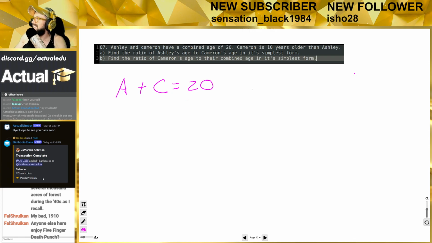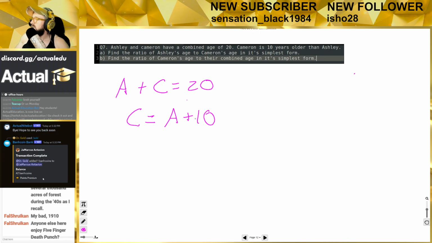10 years older. I like to always start with Cameron's age is. What is Cameron's age in terms of Ashley's if he's 10 years older? A plus 10. So Cameron's age is equal to Ashley's age plus 10. Does that make sense? Cameron is 10 years older than Ashley?